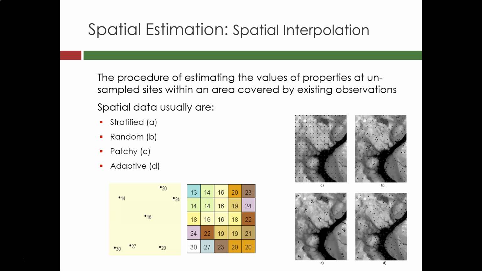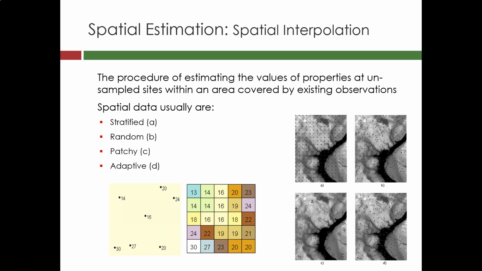Spatial estimation, specifically spatial interpolation. The procedure of estimating the values of properties at unsampled sites within an area covered by existing observations, basically educated guessing at the stuff in between. Spatial input data for these processes are usually stratified sampling or regularly spaced observations, random, unevenly located, patchy, clustered observations at specific locations, usually convenience or access related, and adaptive. This method for estimating feature variation is used to locate sample sites in areas of high variation.